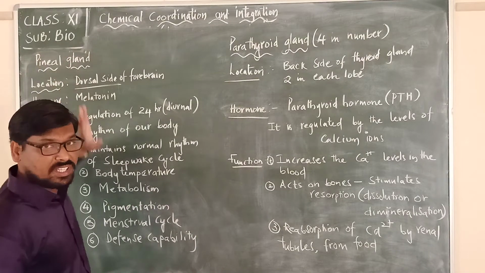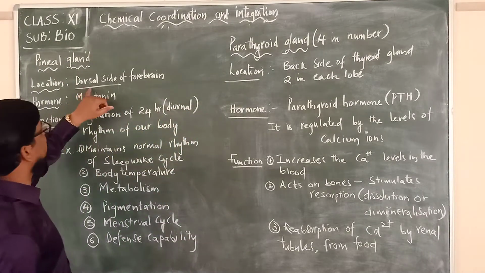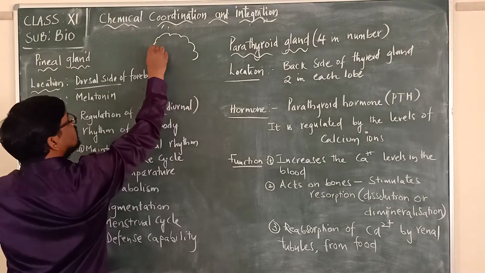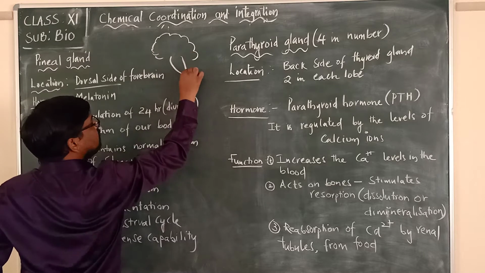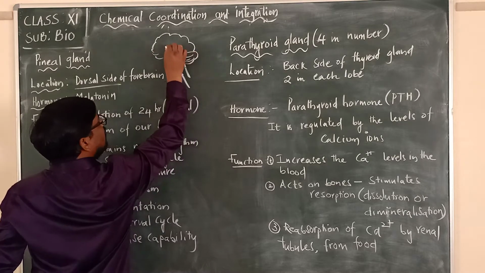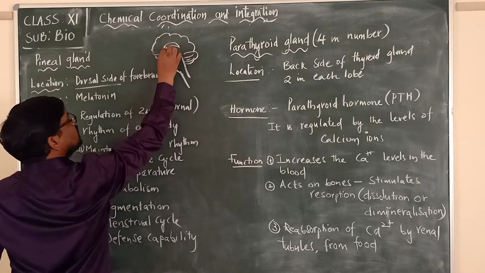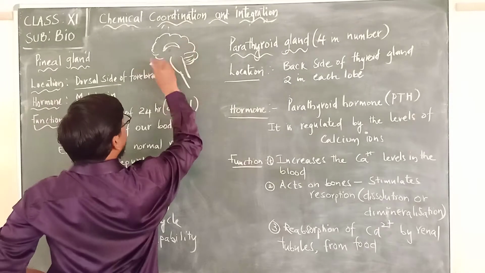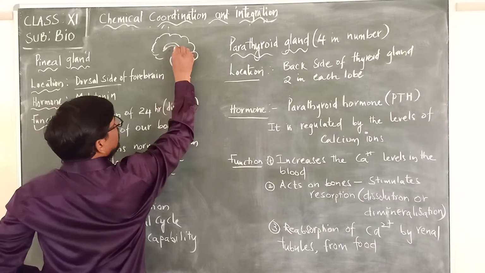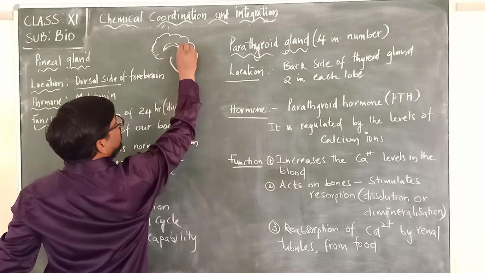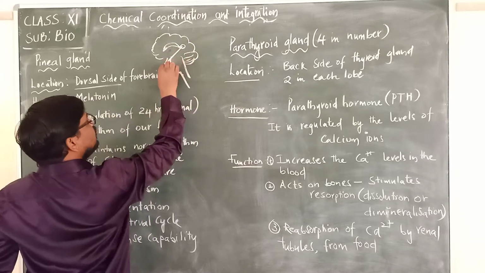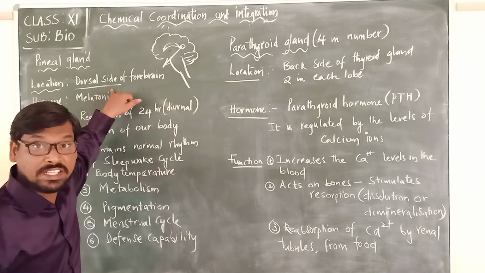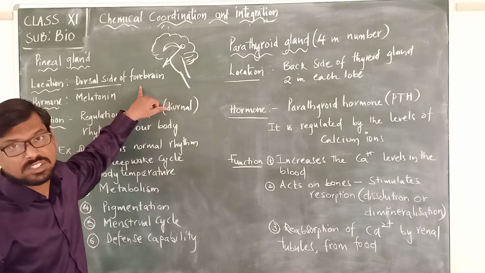Now, the pineal gland is present on the dorsal side of the forebrain. We already know where the pituitary gland is. Suppose we imagine that this is the brain. This region we call the hypothalamus region, and just on the dorsal side of the forebrain, we see the pineal gland.